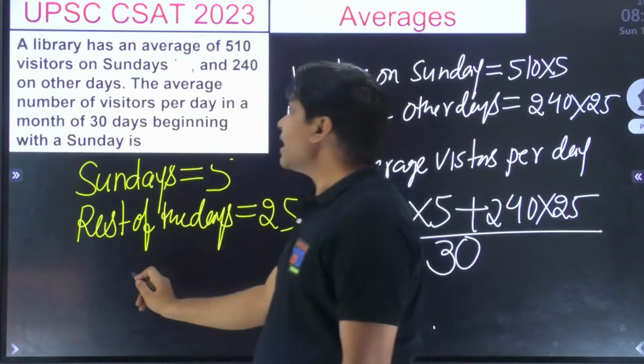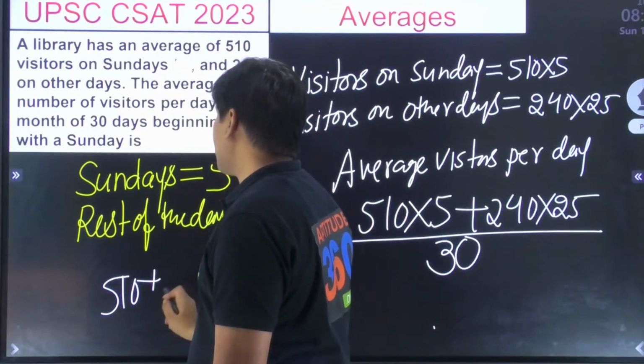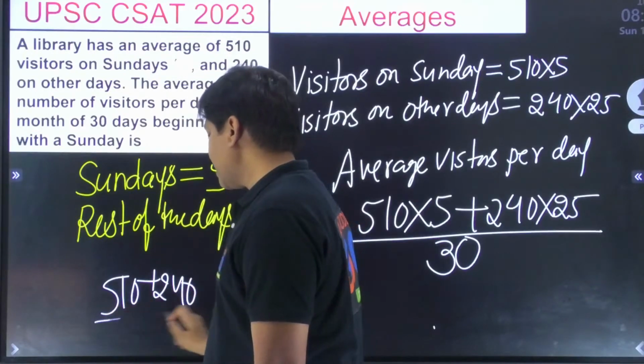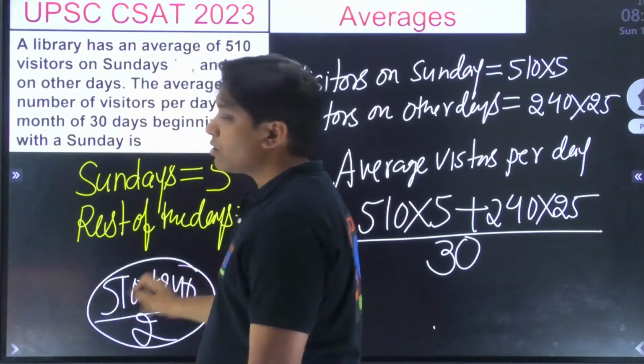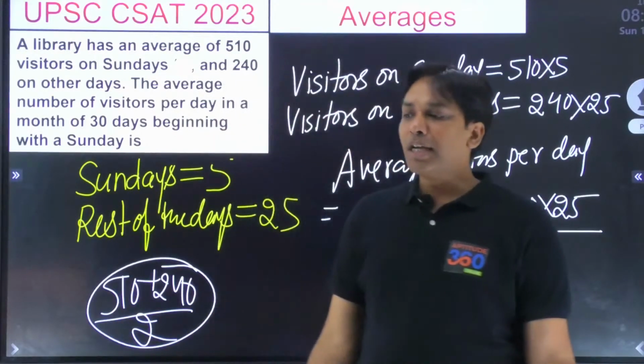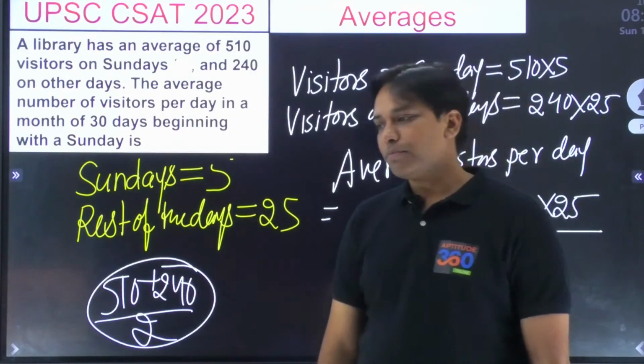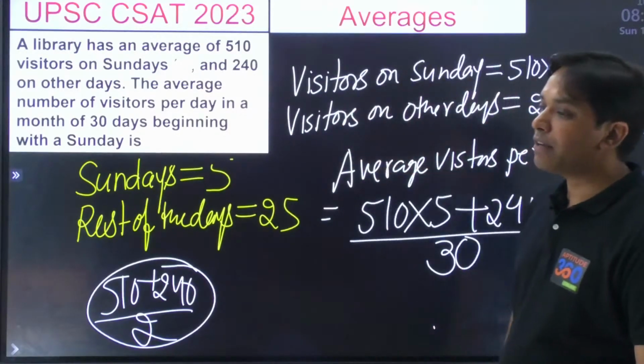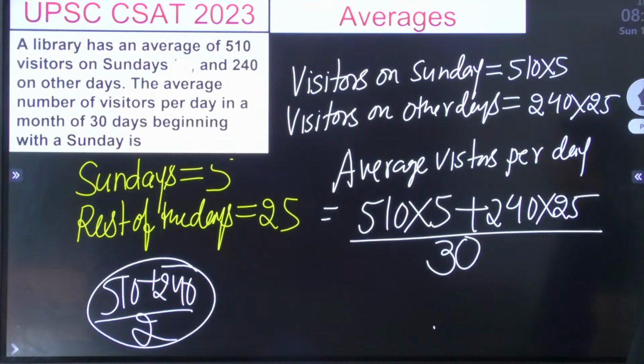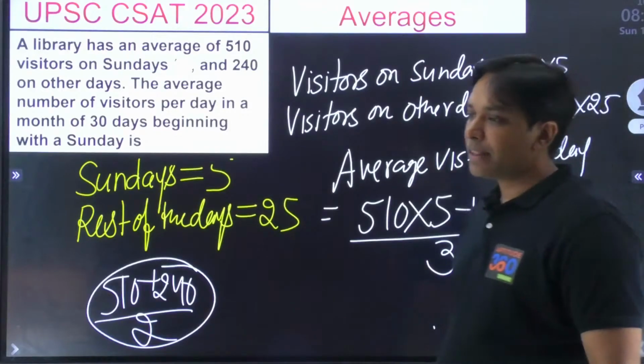I could very easily have said 510 plus 240 by 2. No, I did not say this. Why did I not say this? Because we do not know how the average of an average will work. So Rohan and Shivam and Vishal and Manoj, Muskan, everybody is getting the right answer, and that's nothing but 285.